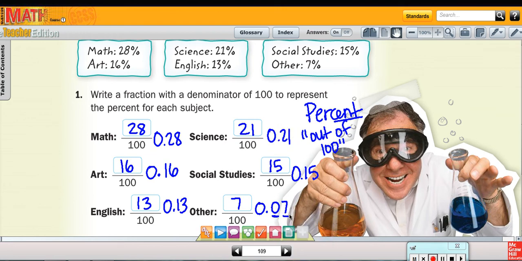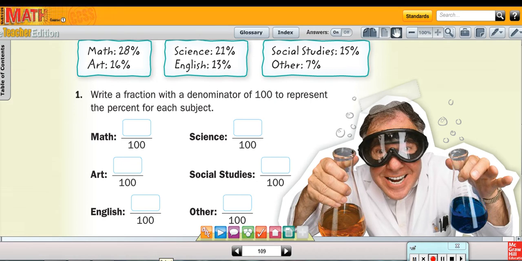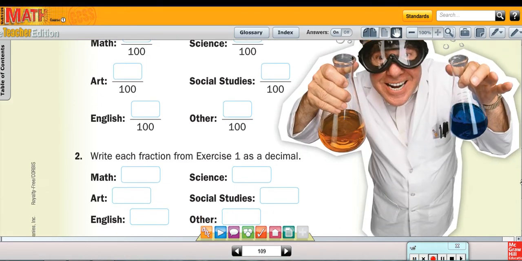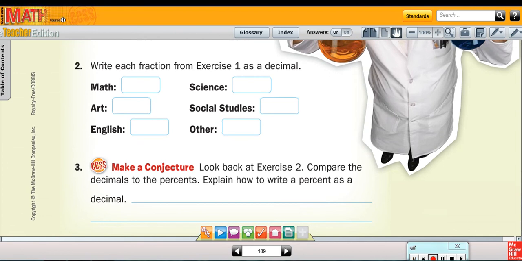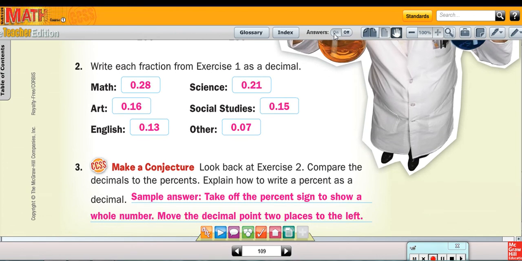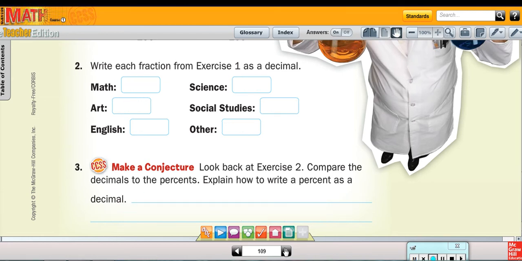Okay, so to change those, we think about them as out of 100, and then we can write it using place value. Okay, so we just did that up above. You can go ahead and fill those in here, or if you have them up above, that's fine. Compare the decimals to percents. We could take off the percent sign to show a whole number and move the decimal point 2 places to the left, which is kind of a method we're going to use. That's the one that is in your INB.